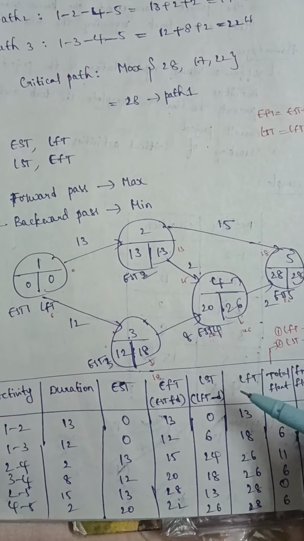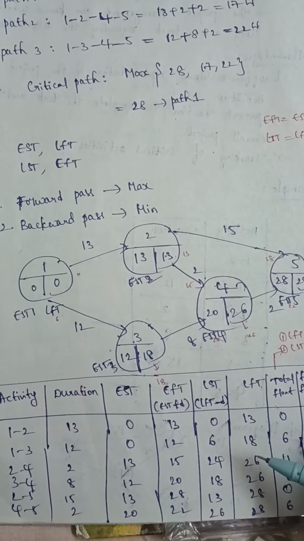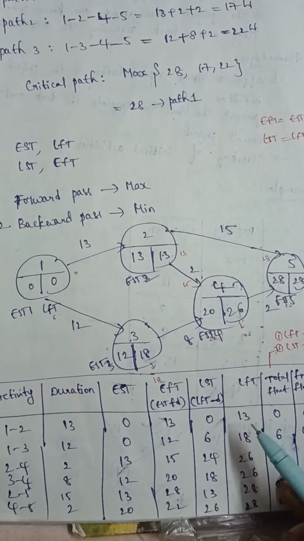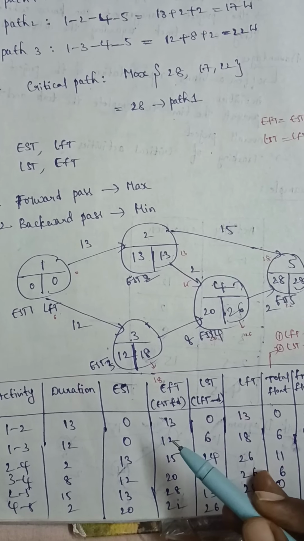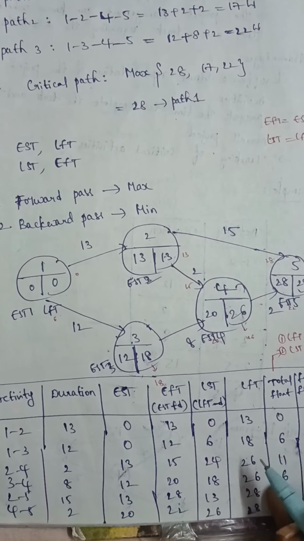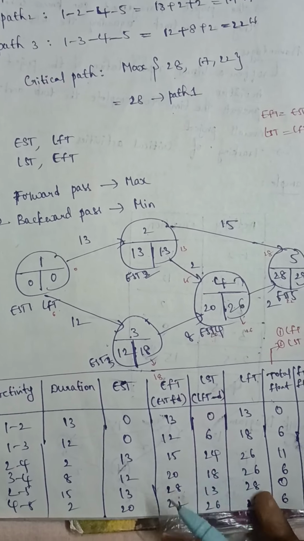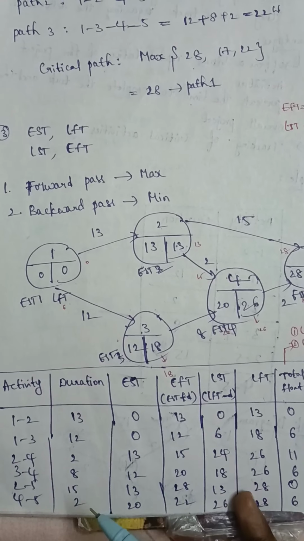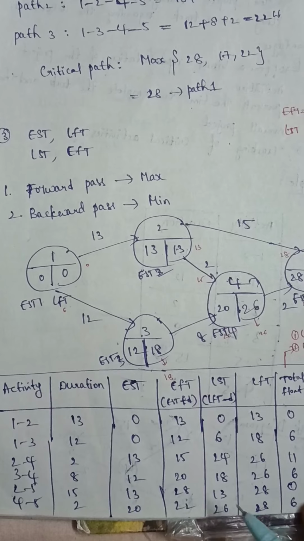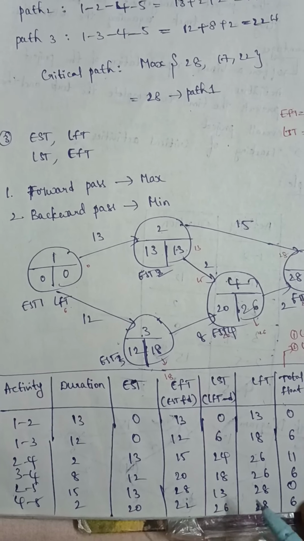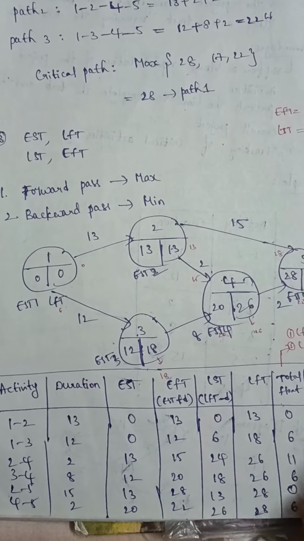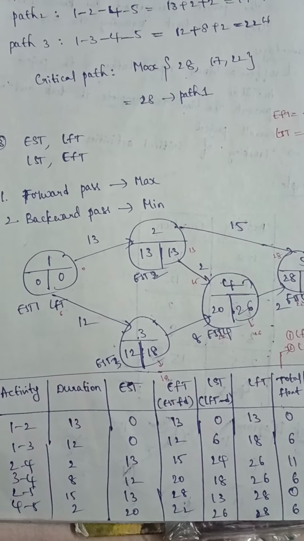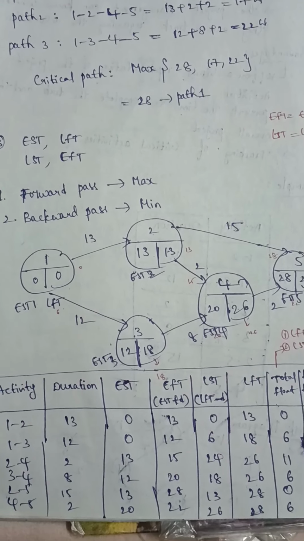At the same time we have to calculate the LST, the latest start time. The formula is LFT minus duration. So the LFT here is 13 minus duration, duration also 13, 13 minus 13 is 0, 18 minus 12 is 6, 26 minus 2 is 24, 26 minus 8 is 18, and 28 minus 15 is 13, 28 minus 2 is 26. In this way we calculate the 4 parameters of the activities of the network, and next we have to calculate the total float and free float.